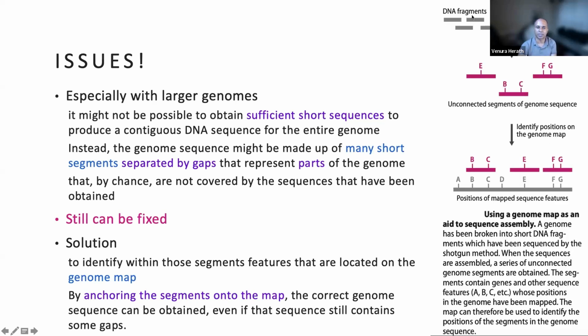If you look at this diagram, you can see you have your DNA fragments, and then you do your shotgun sequencing. So now you get different sequence fragments with whatever your markers or footprints, in this case genes. And now you have B, C, E, and F, G, but you are missing A and D. But with the help of the genome map, you can basically map it to the foundation or the blueprint, and then move forward. Okay, so this is how the initial genomes were sequenced.